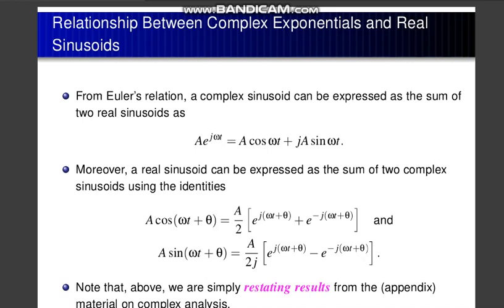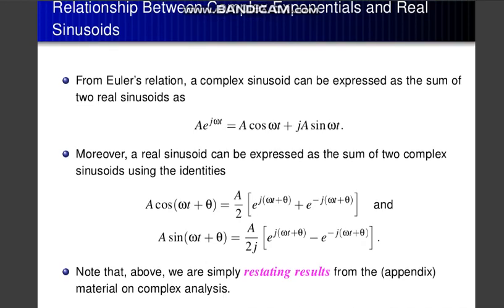Moreover, a real sinusoid can be expressed as the sum of two complex sinusoids using the identities. That means a cos(omega t plus theta) is equal to a by 2 times e to the power j(omega t plus theta) plus e to the power minus j(omega t plus theta), and a sin(omega t plus theta) is equal to a by 2j times e to the power j(omega t plus theta) minus e to the power minus j(omega t plus theta).